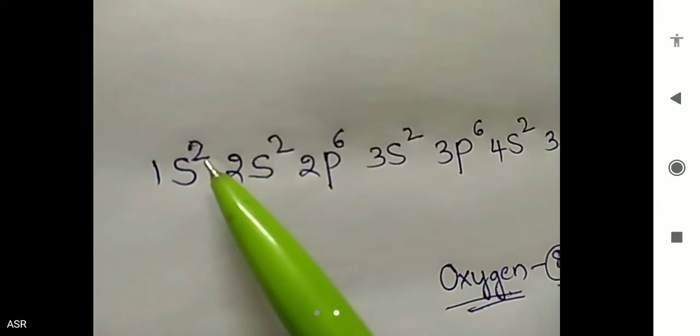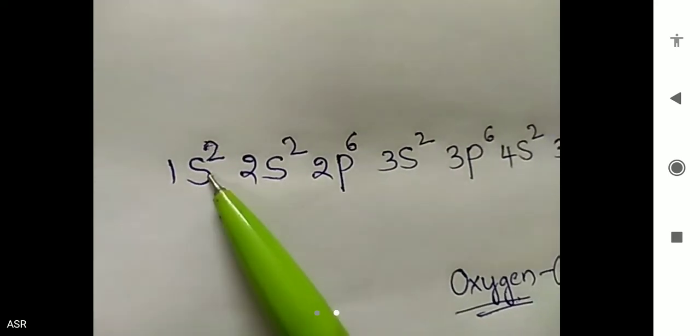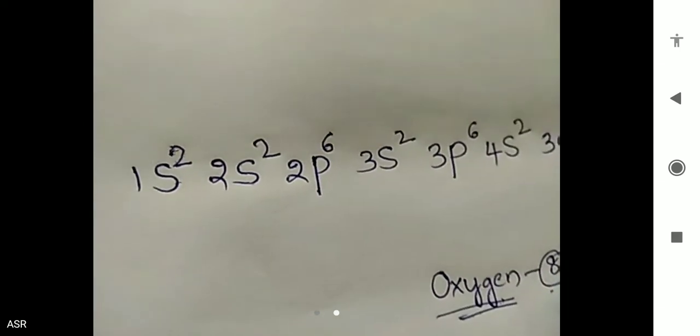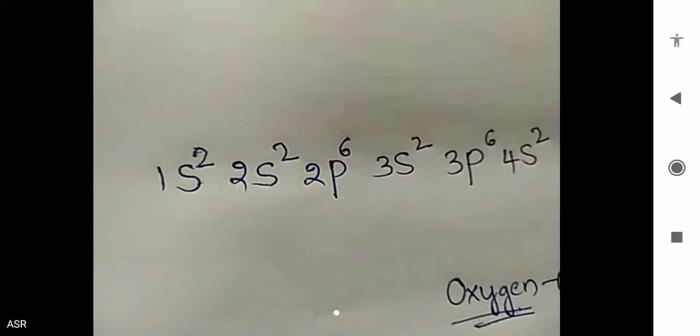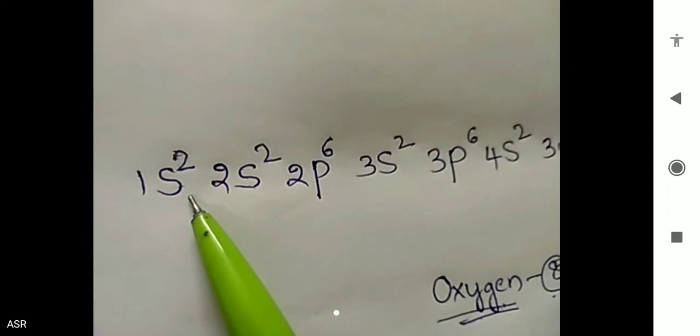Just count the number of electrons here. For example, if there is S, then 2 electrons. Linearly you come, no need to skip the pattern. Just follow the pattern as it is. Okay, so S2 electrons will be accommodated.